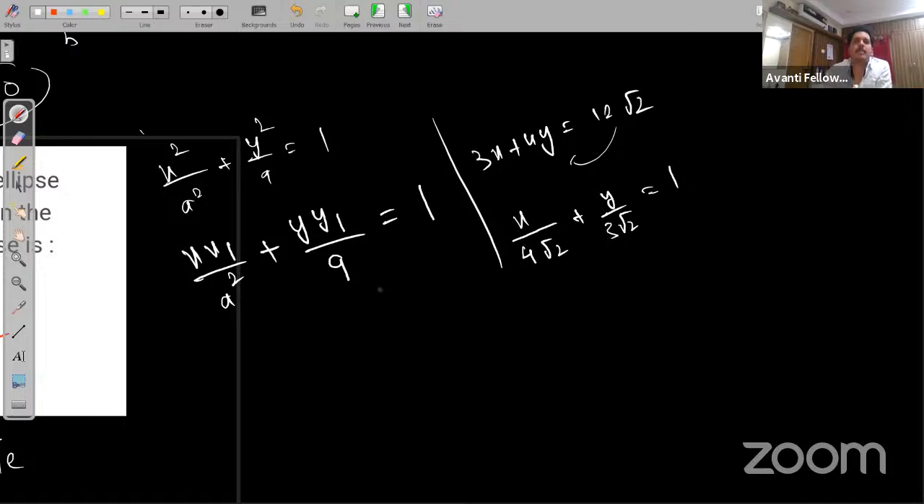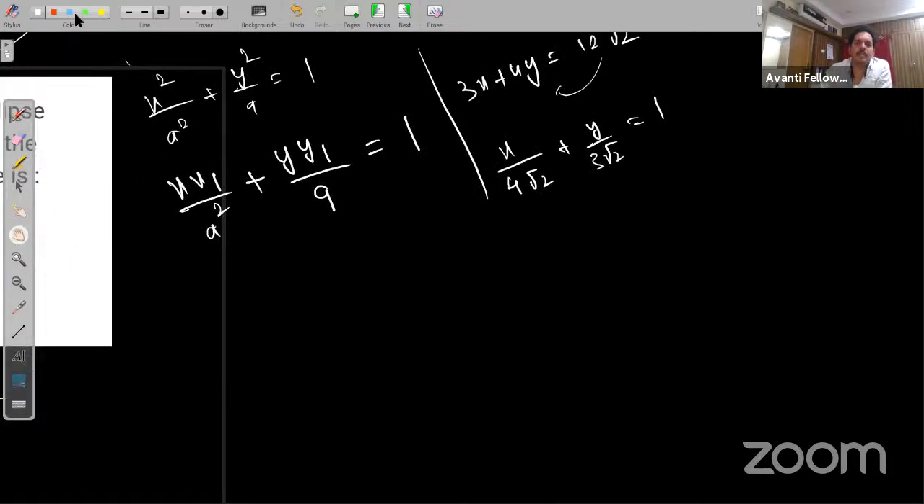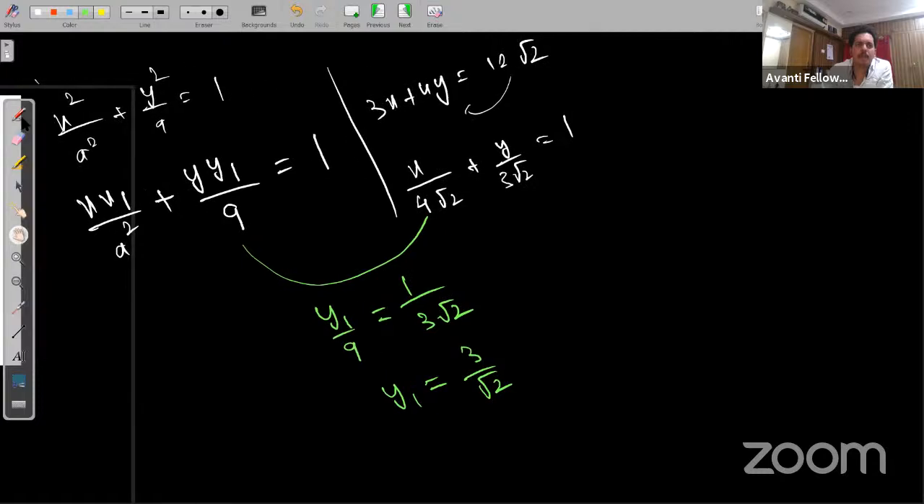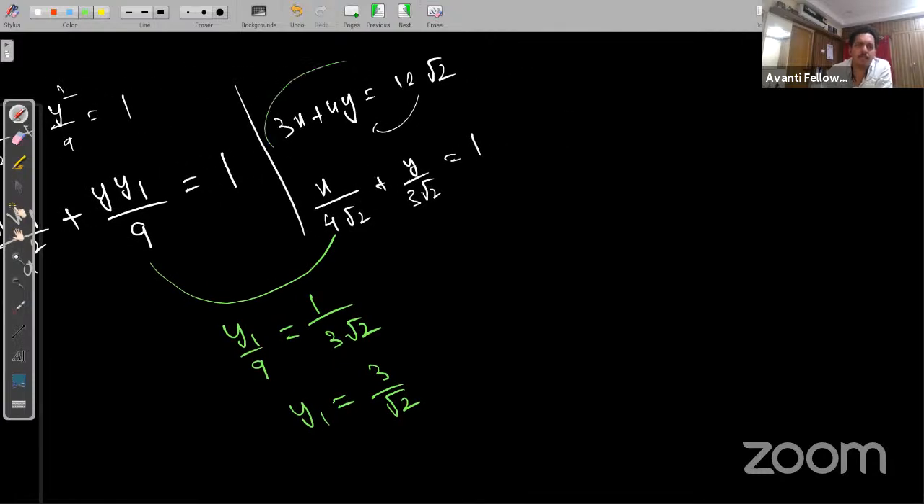Now you just try to compare these two equations, guys. What is the y coefficient? y1 by 9 is equal to 1 by 3 root 2. So y1 is equal to how much? 3 by root 2. Now y1 we got. Try to find x1 from the given equation. This point is lying on the equation of tangent, right? So y1 is 3 by root 2.